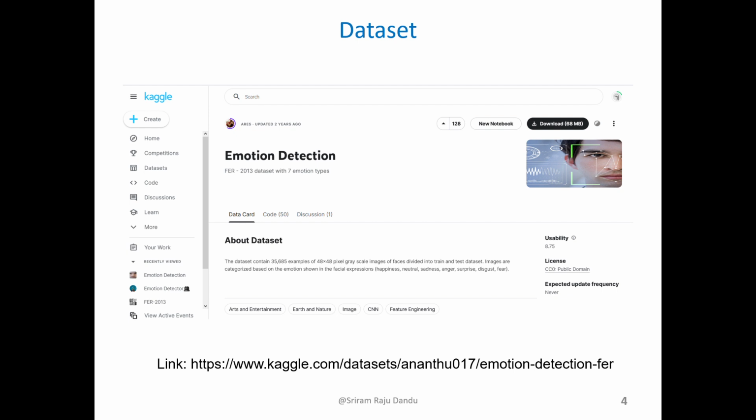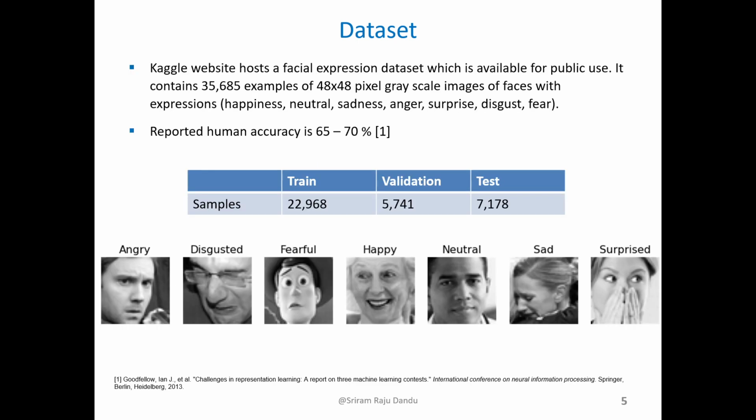It contains 35,000 examples of faces with expressions such as happiness, neutral, sadness, anger, surprise, disgust, fear. This is the facial emotion dataset I used for my project. You can download the dataset using this link. You will need an account to access the data. I split the data into train, validation and test sets: 22,000 for training, 5,000 for validation, and 7,000 for testing.